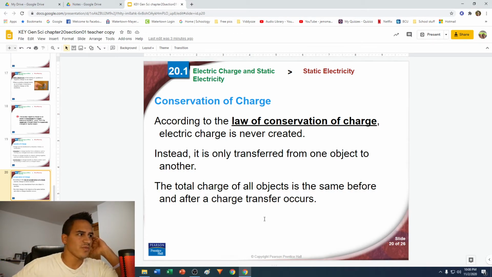What happens? Well, there's a law called the law of conservation of charge, and this basically says that electric charges are never created and they're never destroyed. They only move from one place to another. So when objects are discharged, or when charges move around, a lot of times they'll go from your body to the door, and ultimately they will essentially go into the ground.